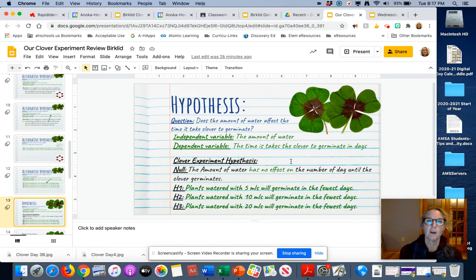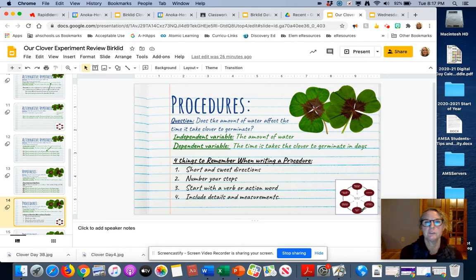So if we were to look at all of our hypotheses, in order to be correct, we need a null, and then an H1, an H2, and an H3, and you can see them there. Our null hypothesis, using that formula, is the amount of water has no effect on the number of days until the clover germinates. Our H1 is plants watered with 5 milliliters will germinate in the fewest days. Our H2 is plants watered with 10 milliliters will germinate in the fewest days. And then our H3 is plants watered with 20 milliliters will germinate in the fewest days. If you notice, the next step after hypothesis is procedures.